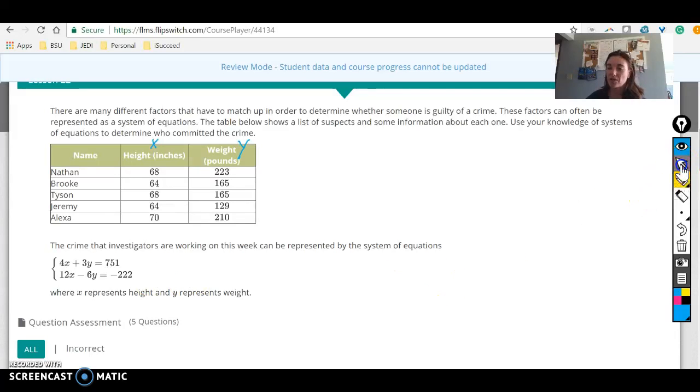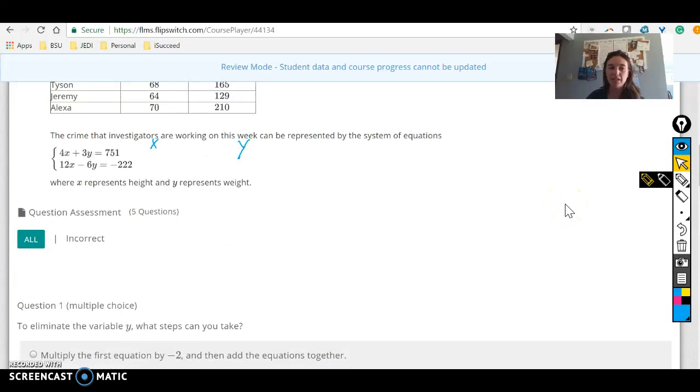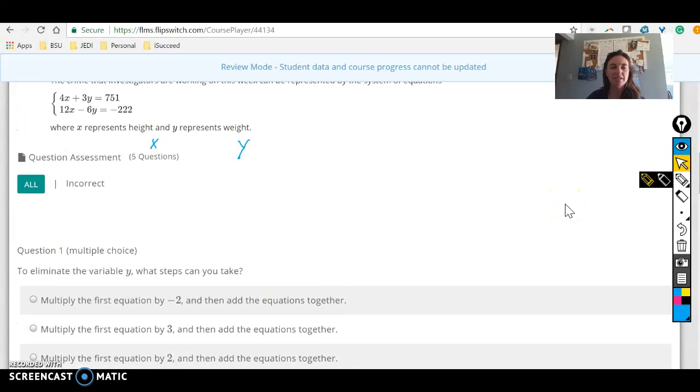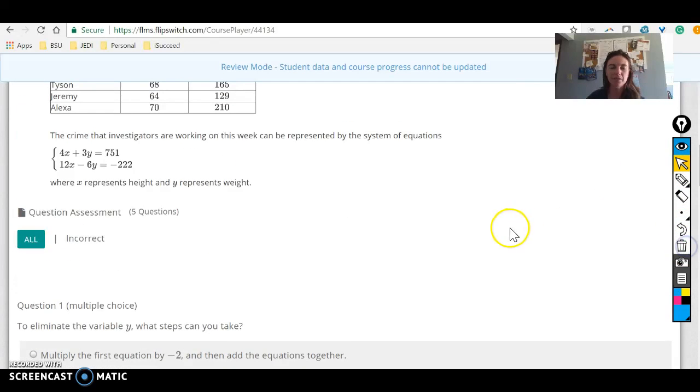Okay, so again, remember we're dealing with elimination, and go ahead and erase that. I'm going to rewrite these down here so that we can get a better look at possible answers. So we have 4x plus 3y equals 751, and 12x minus 6y equals negative 222.